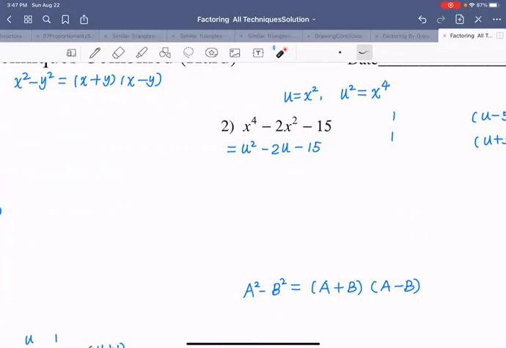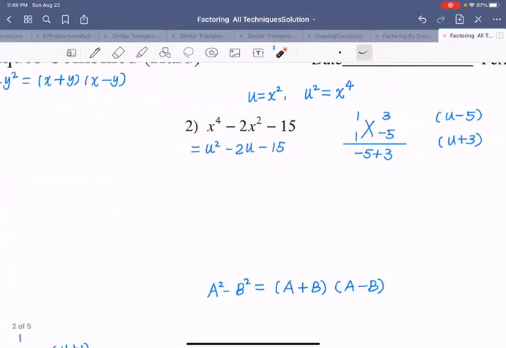3 and negative 5. This equals negative 5 plus 3. There you go. So we make this product equal to 1. This product equals this, and their summation exactly equals this.